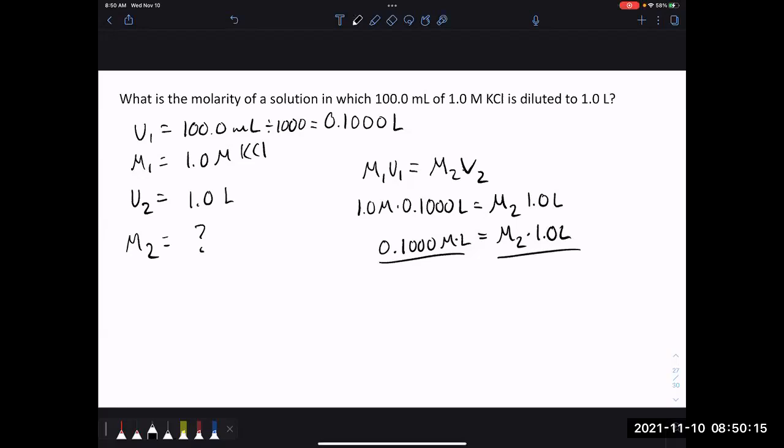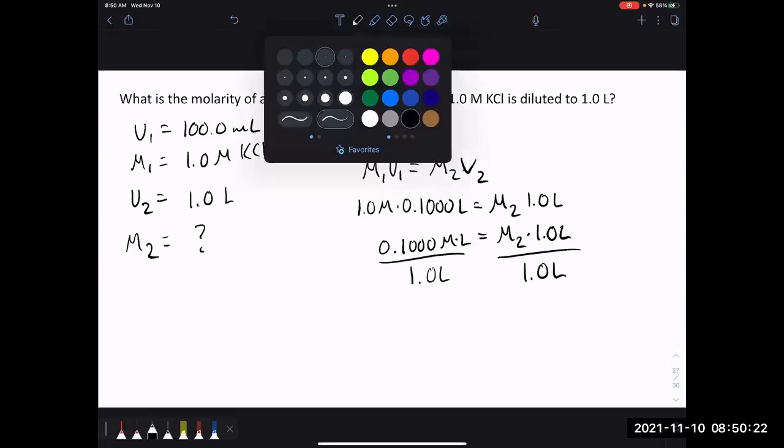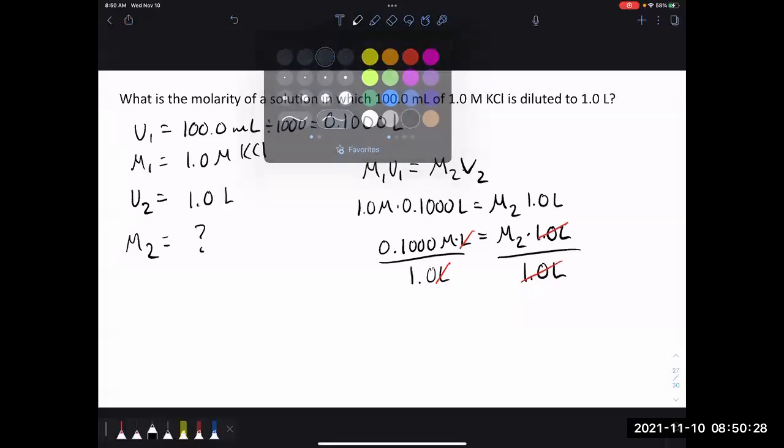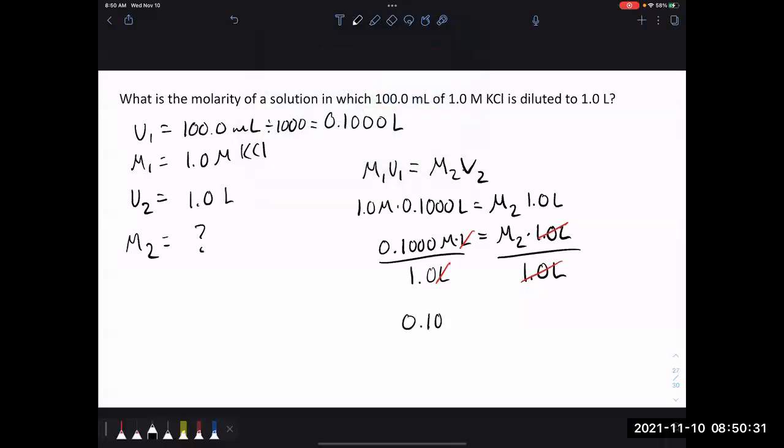And since we want to isolate that M2, we're going to divide by 1.0 liters. And again, our units can cancel there. This whole thing will cancel there. I'll get 0.1000 molarity as M2. And if we want to do the correct number of sig figs, it'd be 0.10 molar. Be careful, my M's can start to look like mu's.